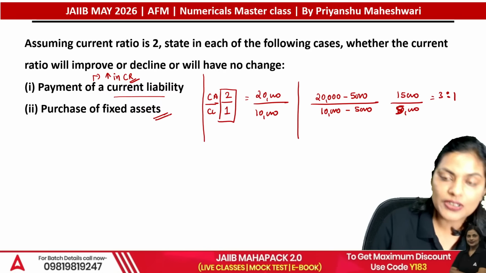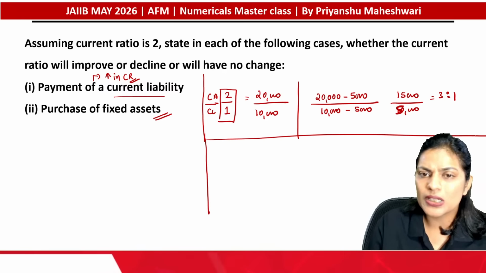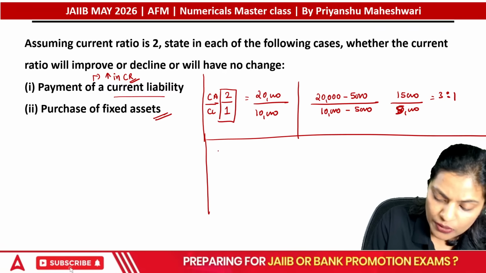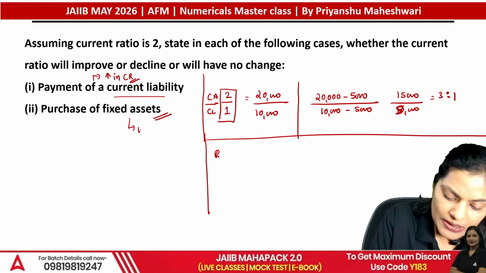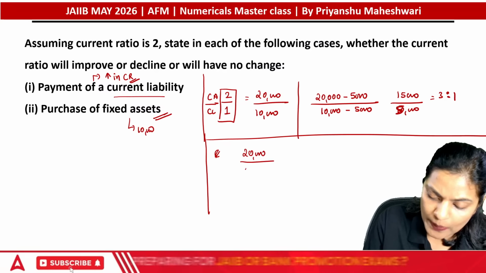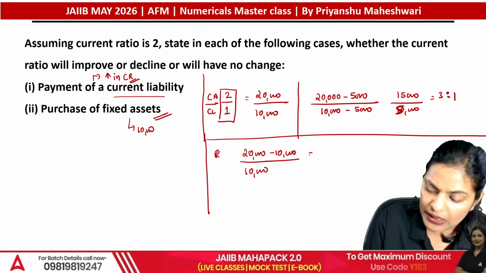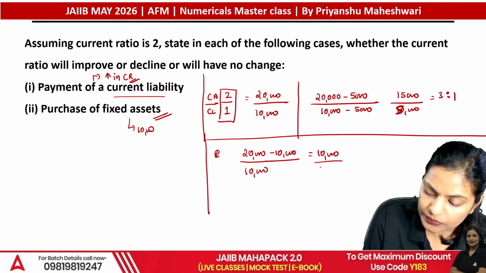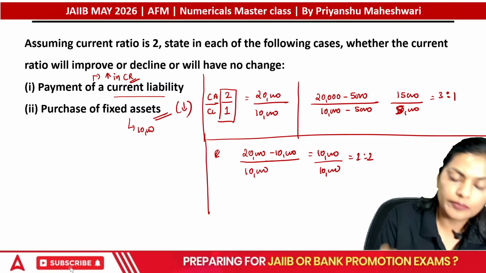Then, purchase of fixed asset. Now, if you purchase a fixed asset, there will be no impact on current liabilities, but my cash would reduce. Let's say I assume that the purchase is for rupees 10,000. Correct? At the moment, my current assets are 20,000 and I am giving 10,000 for buying a fixed asset. My new ratio will be, current liabilities will not be impacted, it will decrease.